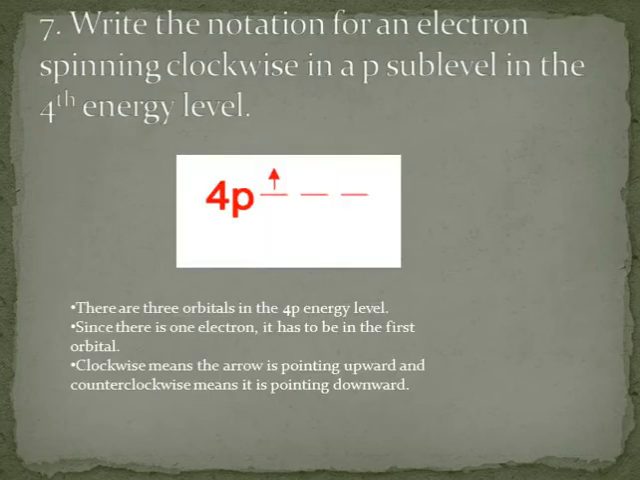Question 7 says, write the notation for an electron spinning clockwise in the P sublevel in the 4th energy level. As you can see, this is the answer. There are 3 orbitals in the 4p energy level, and if there's 1 electron, it has to be in the first orbital. And then clockwise means that the arrow is pointing upward, and if it was counterclockwise, the arrow would be pointing downward.